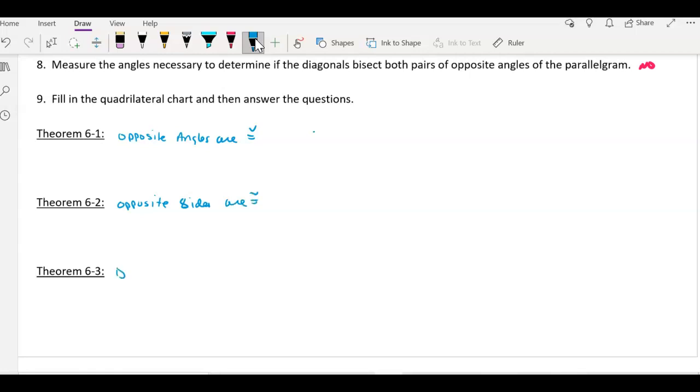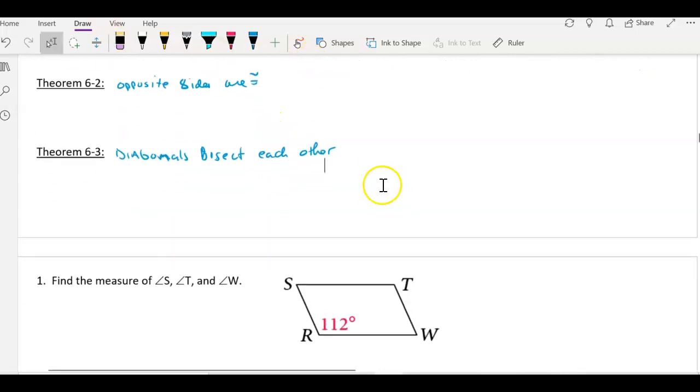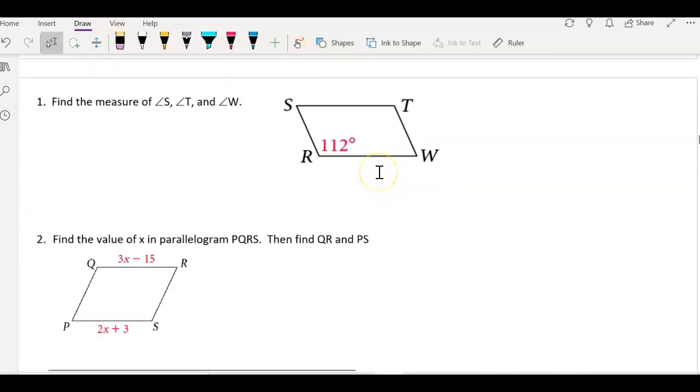And the final one is the fact that the diagonals bisect each other. And you have to know that this means they cut each other in two equal halves. So these properties will now be used to answer problems, okay? So let's look at the first one.